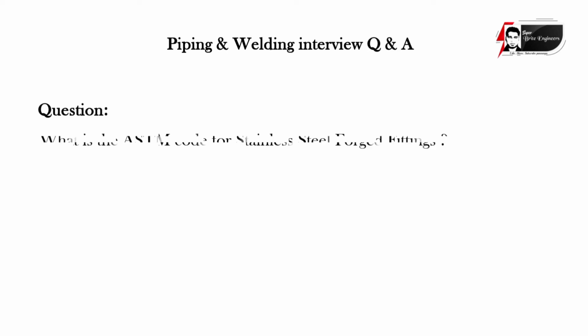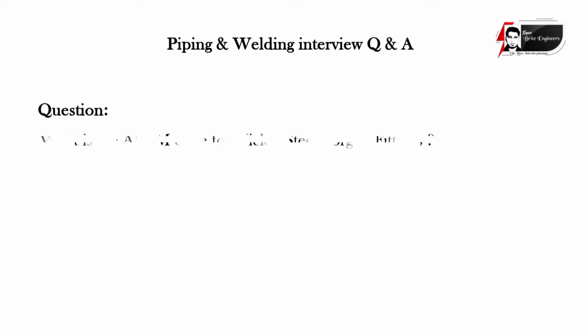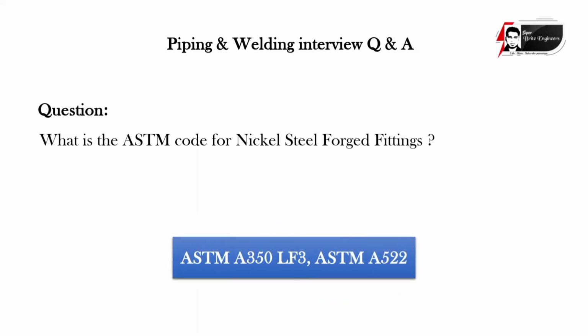What is the ASTM code for stainless steel forged fittings? ASTM A182, F6, F304, F304L, F304H, F310, F316, F316L, F316H, F321, F321H, F347, F347H, F348. What is the ASTM code for nickel steel forged fittings? ASTM A350, LF3, ASTM A522.